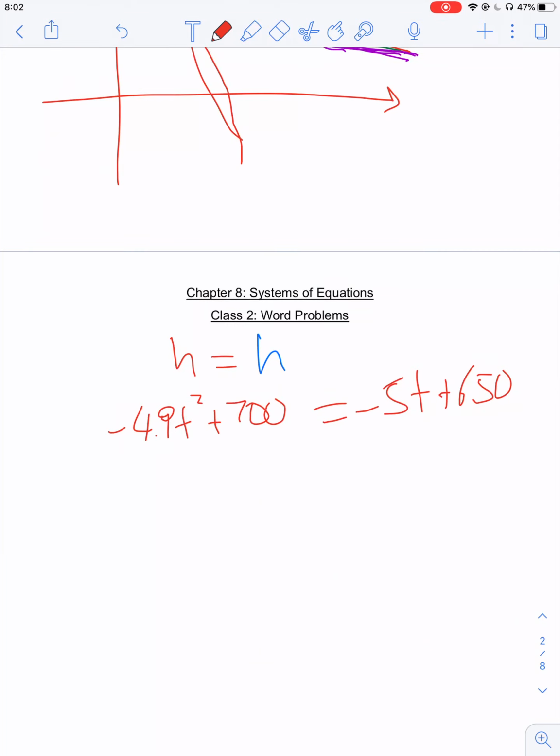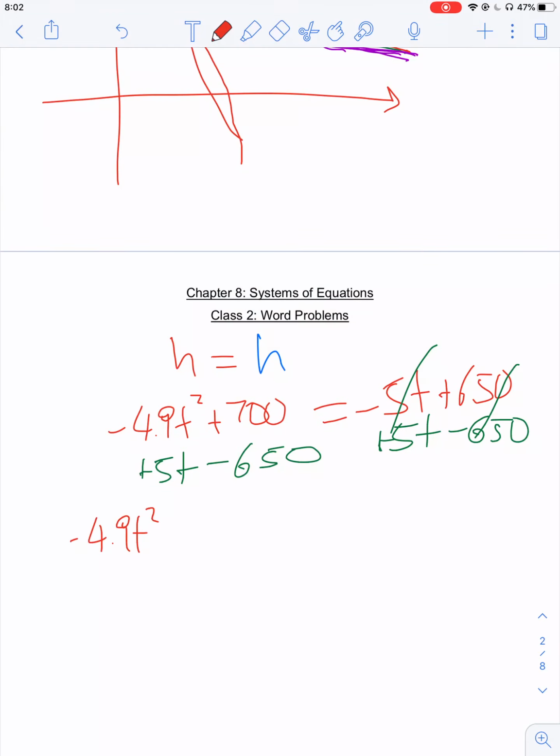Now, how do you solve this? Well, just move everything over. You could move it over and change the sign, or you could just do the opposite, which some students like to do, which is what I'm going to do just because of you. So plus 5t, plus 5t, there's nothing to combine this with, and then minus 650. So these guys will just disappear, which leaves me with minus 4.9t squared plus 5t plus 50 equals 0.